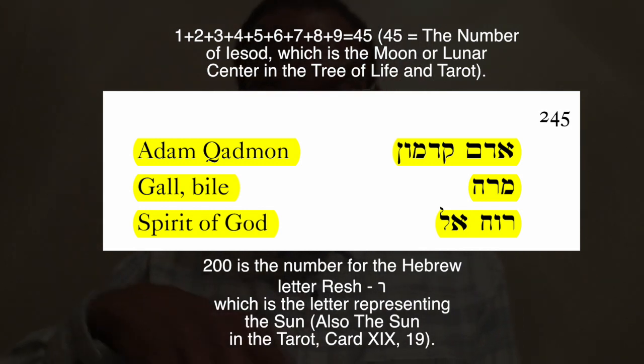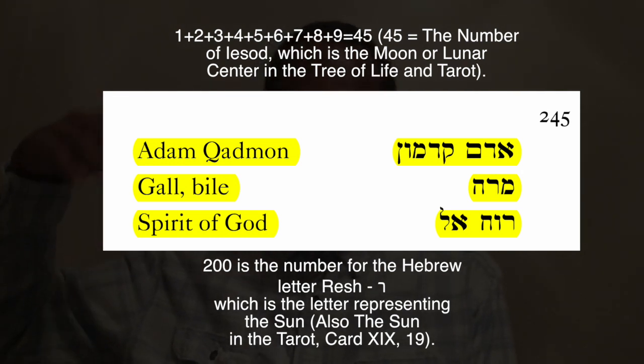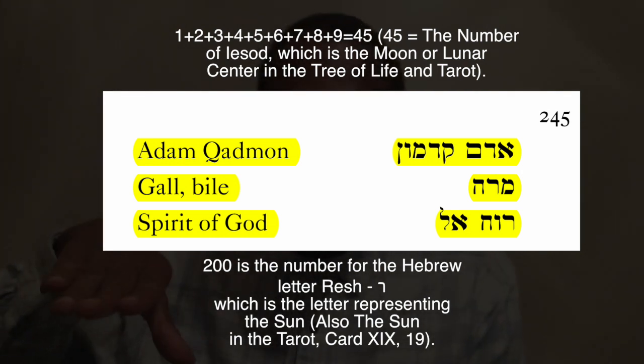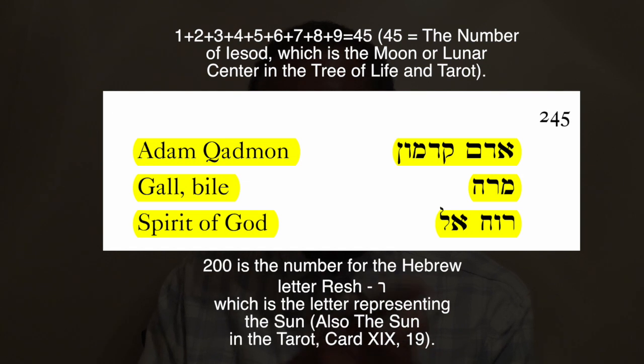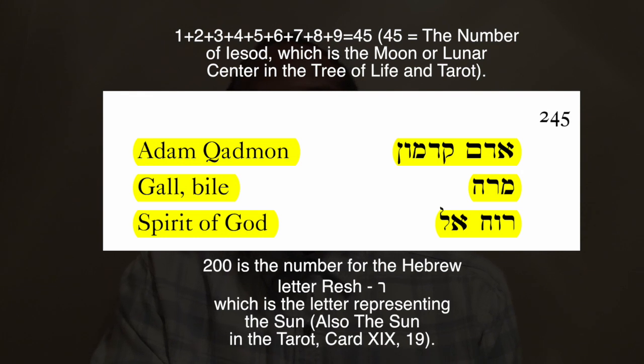So 1 through 9 added consecutively is like 1 plus 2 plus 3 plus 4 plus 5 plus 6 plus 7 plus 8 plus 9 equals 45, and 45 equals Adam, okay? Adam, all right? And is the mystic number of the lunar Kabbalistic center, Yesod. And I put in parentheses here, this is like equation of grades, but on the tree of life.